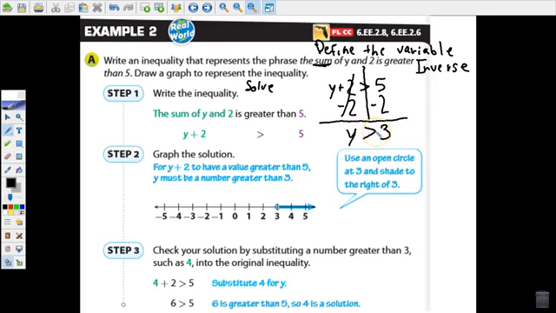So let's look at this. Step 1, open or closed circle. We look at the sign. There's no line under it, so it is open. Then we go to 3: 0, 1, 2, 3, our open circle, and y is greater than 3, so we are shading to the right. We go to the right, class.